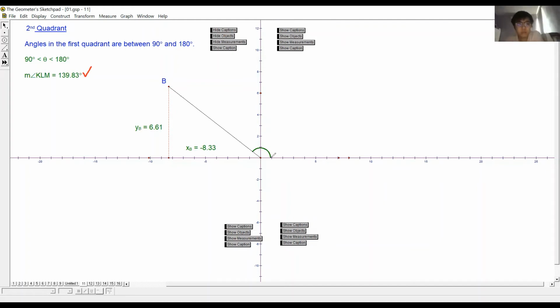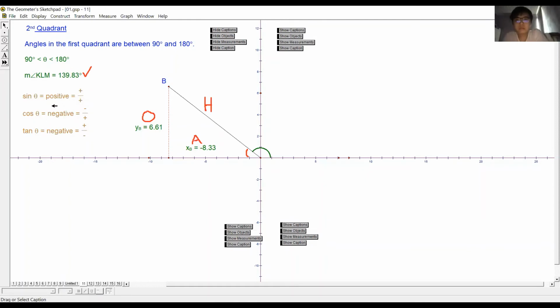Now this is the angle, and actually the acute angle is over here. And this is the opposite. This side is the adjacent. And finally, the hypotenuse is this black line here. Now, if you want to know the trigonometric ratio of an angle in the second quadrant, then we look at this.